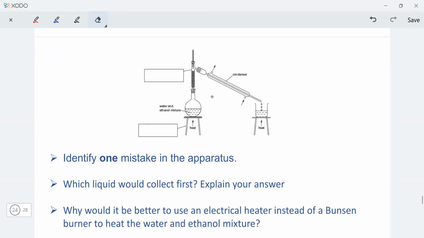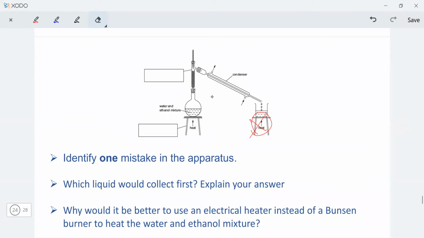So he's asking you here what this is called: a fractionating column, and it contains small beads. So this is the fractionating column, and this is called a tripod. One mistake in the apparatus, as we can see here in fractional distillation: no heat should be applied below the beaker, only heat should be applied here.